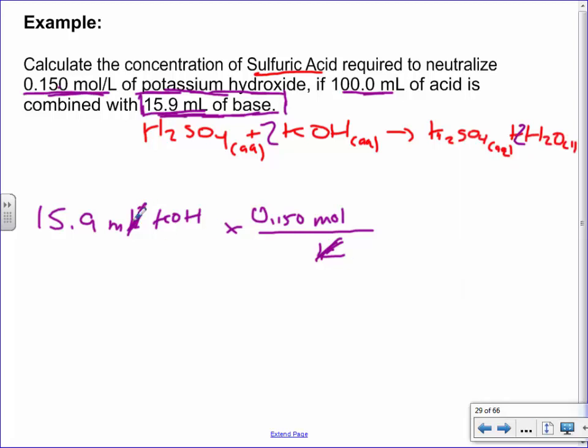Okay, what I've gotten to now is I've gotten my liters to cancel, but I still have a milli sitting out front. That's fine. The next step is I no longer want to work with KOH. I want it to actually be, what am I looking for? Concentration of sulfuric acid. So I need H2SO4 on the top of the fraction with my 1 to 2 relationship there. Okay, so that gets rid of my KOH.